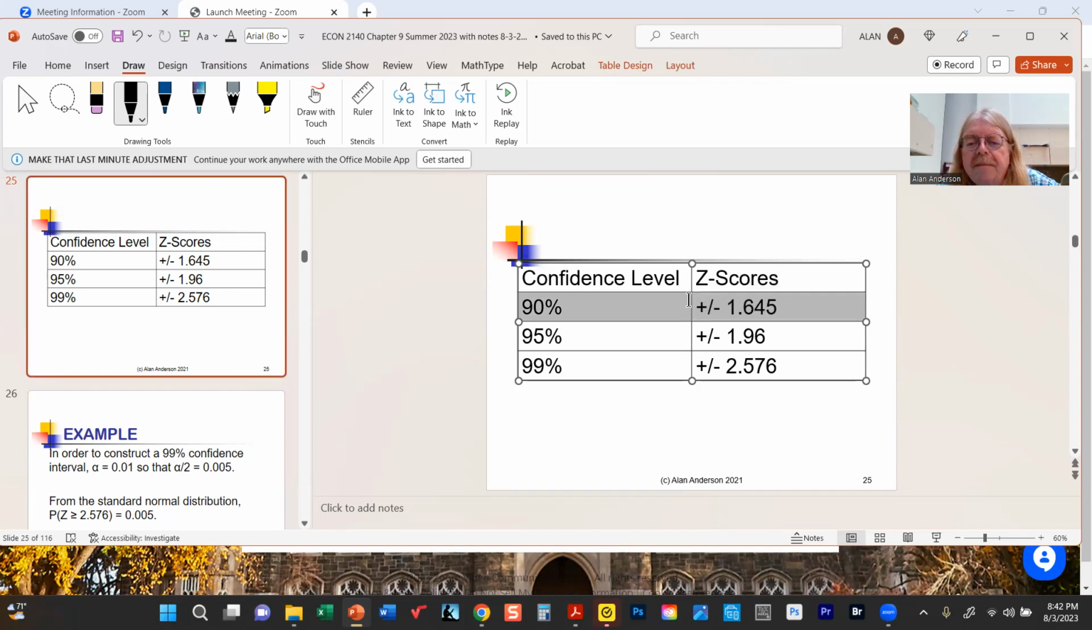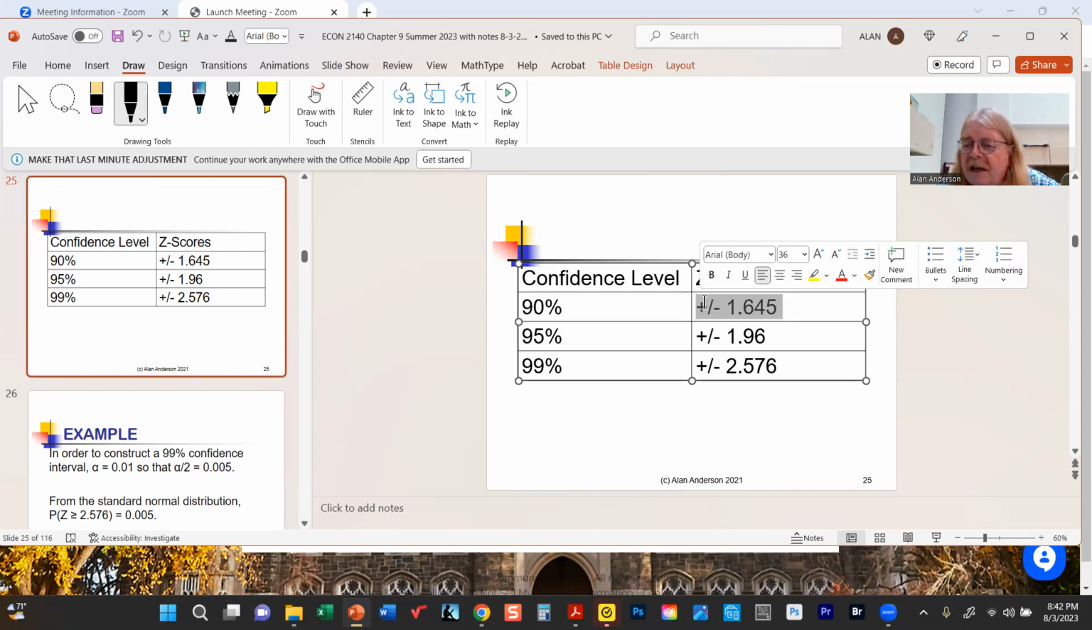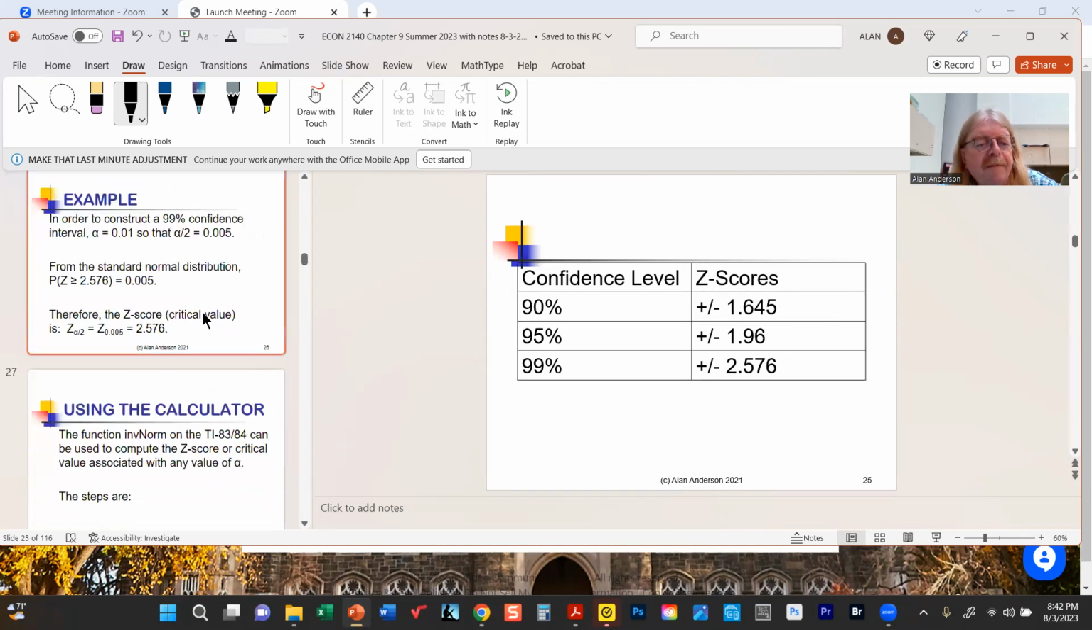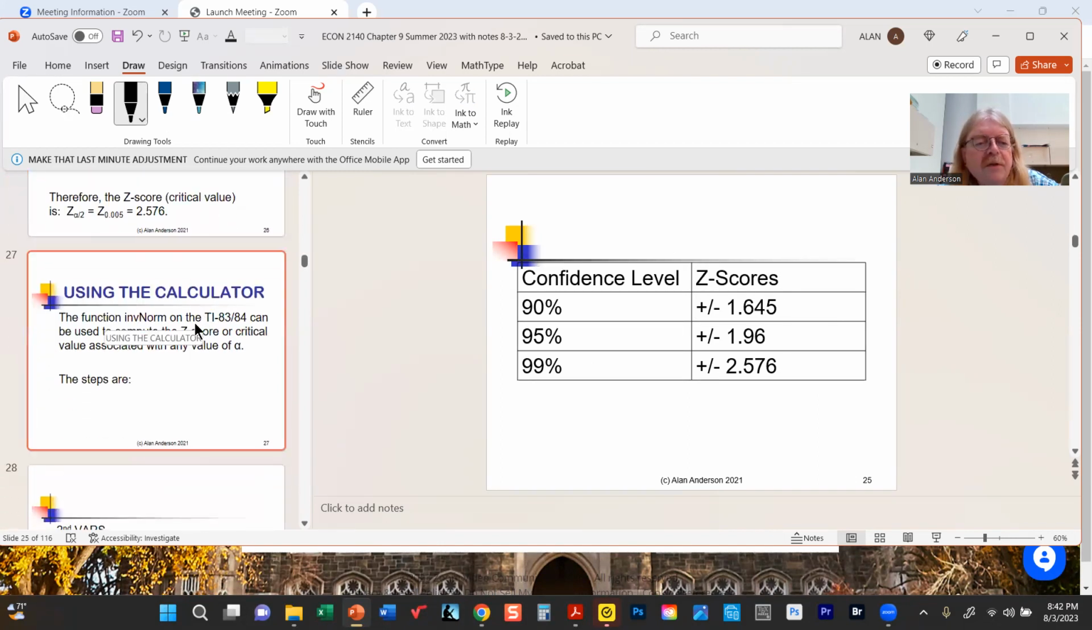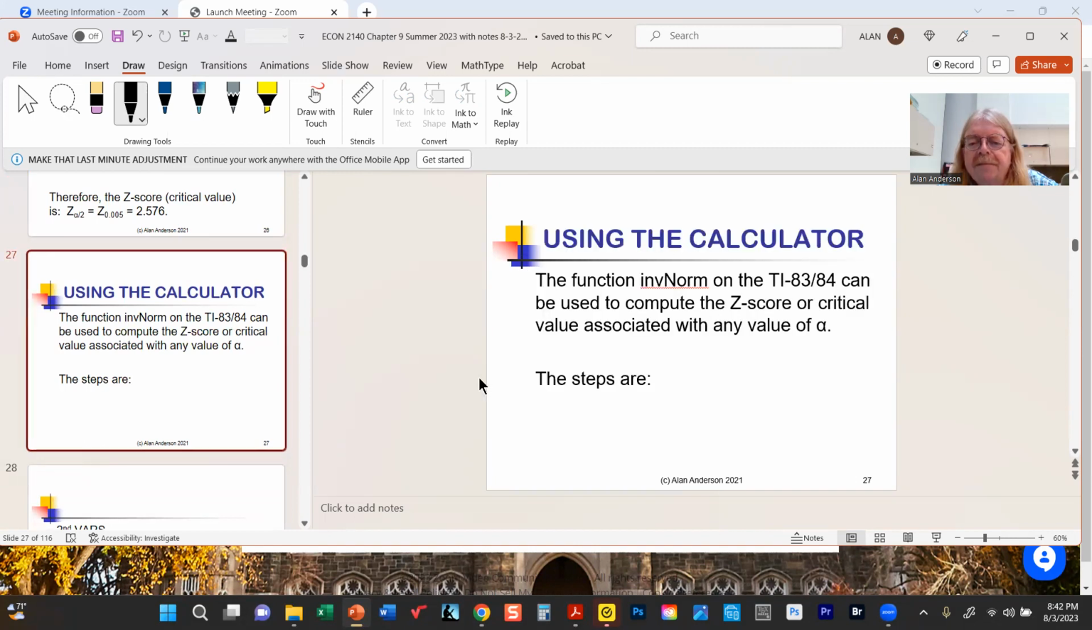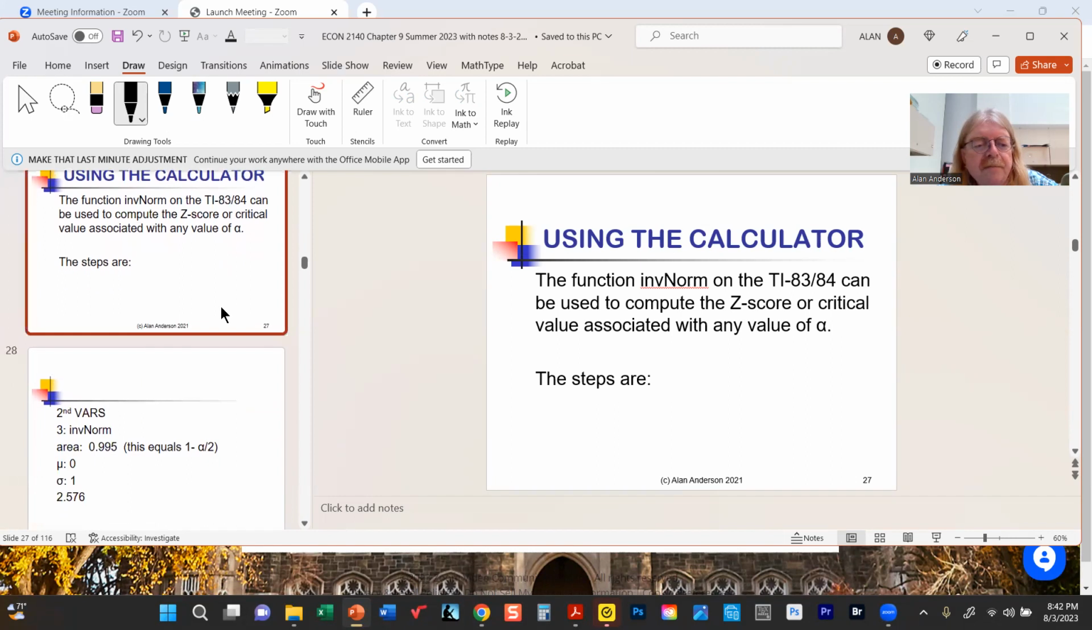For 90%, where we have 5% in either tail of the distribution, the appropriate z-scores are plus or minus 1.645. And with 99%, we have plus or minus 2.576. So let me show you how you could do this with your calculator. There's a function in here that can do this very quickly and easily. You don't actually need the table.